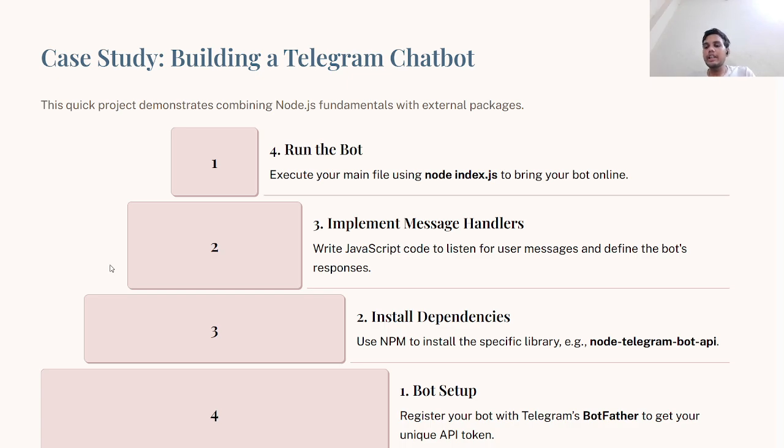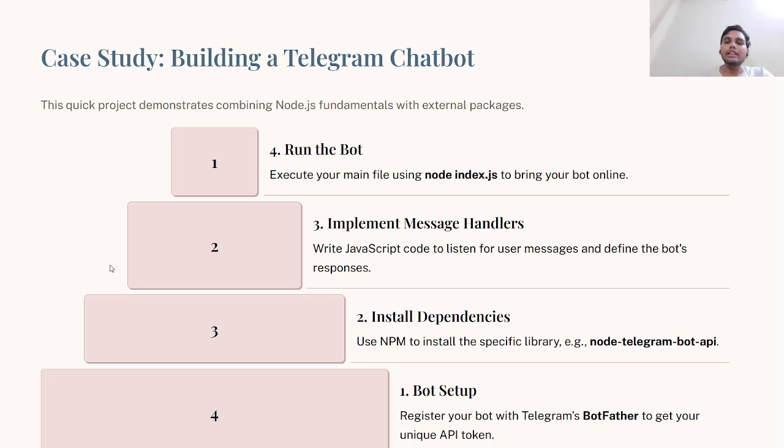Register your bot with Telegram's BotFather to get your unique API token. First, go to Telegram, go to BotFather, open it and give the name to create, and it will give the API token. After that, open VS Code or any platform you use, install dependencies, open it and create a file. In the terminal, first install Node.js, and after that use npm to install node-telegram-bot-api to run the chatbot.